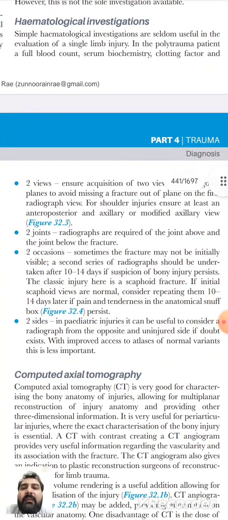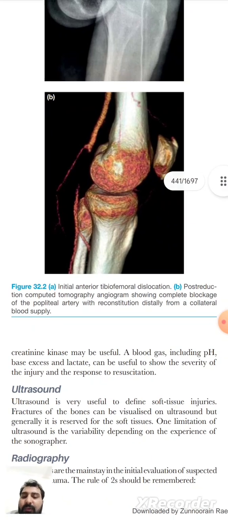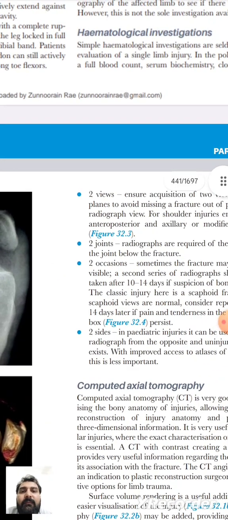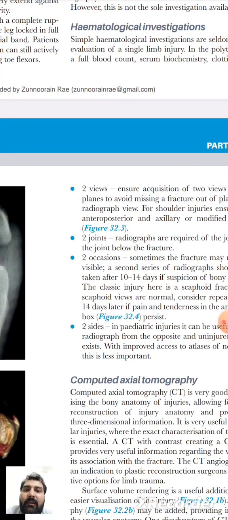Hematological investigations. Simple hematological investigations are seldom useful in the evaluation of a single limb injury. In polytrauma patient, a full blood count, serum biochemistry, clotting factors, and creatinine kinase may be useful. Why creatinine kinase? Because it indicates the degree of damage to the muscle. Why full blood count? To estimate the blood loss.